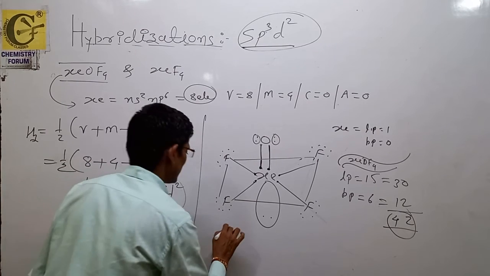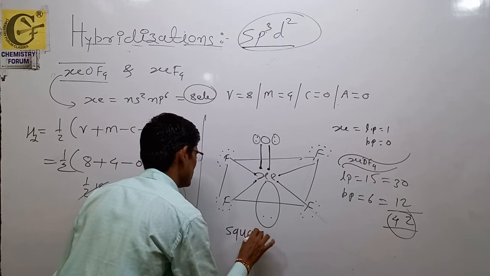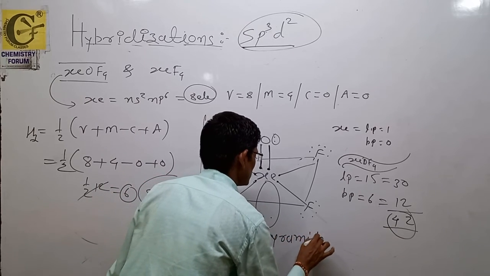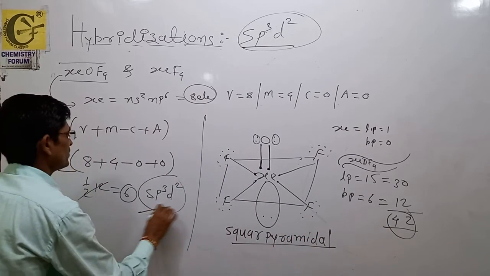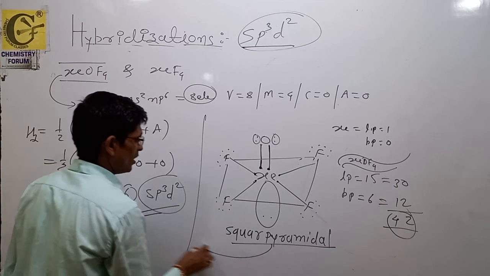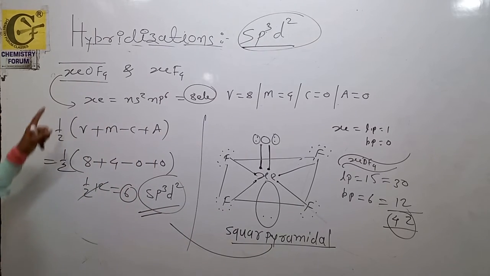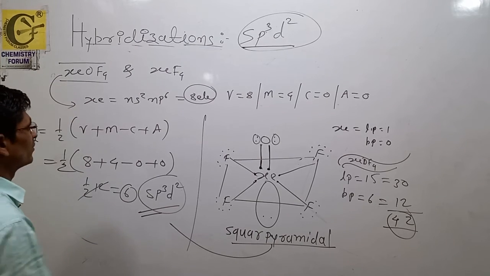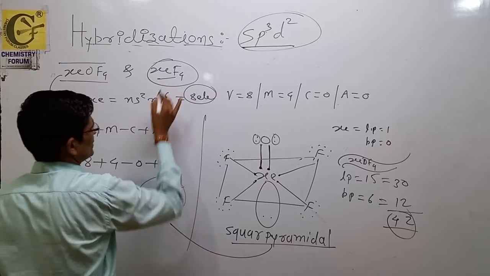What is the geometry? It is called square pyramidal, having sp3d2 hybridization, square pyramidal geometry. Just like the first examples we explained, IF5, BrF5 as well as ICl5. The next example we are discussing is XeF4.